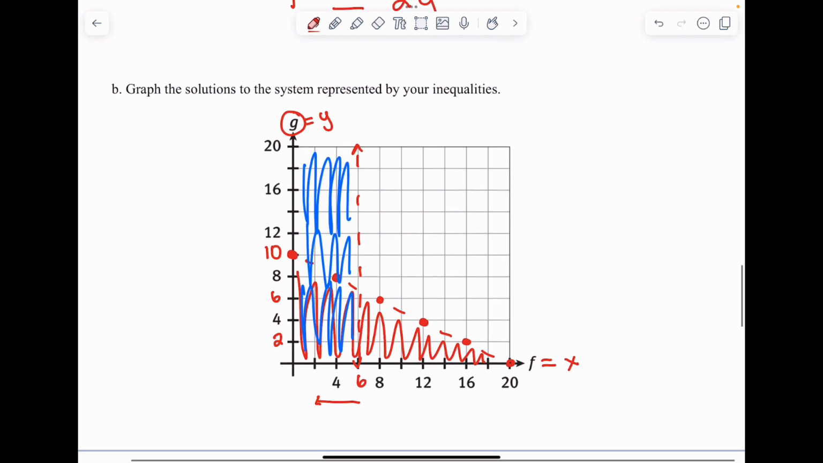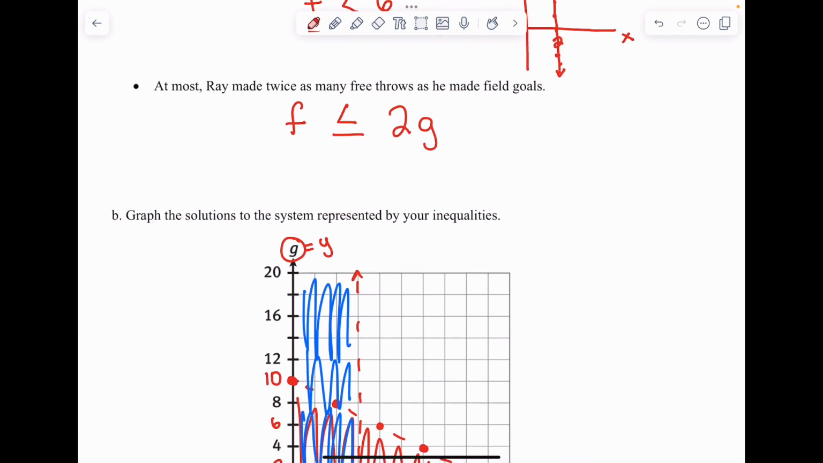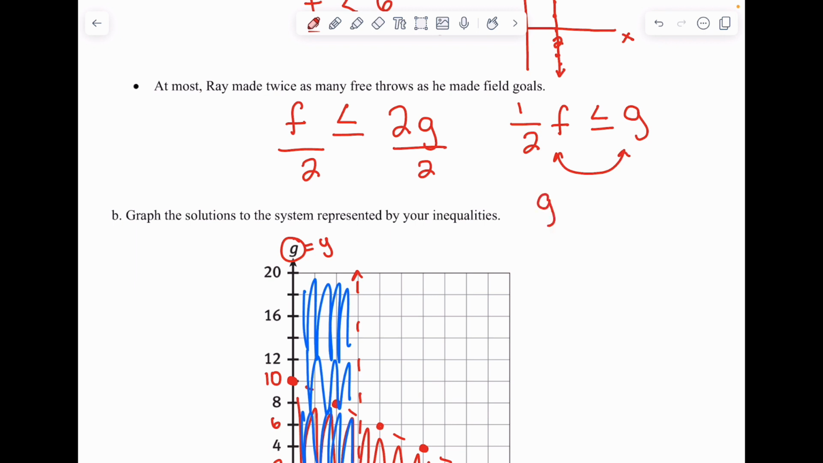And for my last inequality, I need to get G by itself. So I'm going to divide by 2. And I'll have 1/2 F is less than or equal to G. But since I'm used to the y, or in this case G, being on the left side, I'm just going to go ahead and flip these two around. So this will look like G is greater than or equal to 1/2 F.